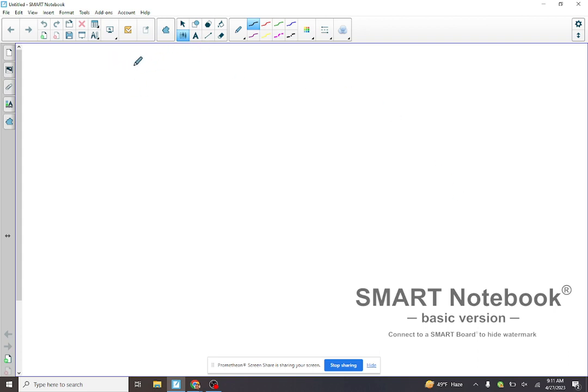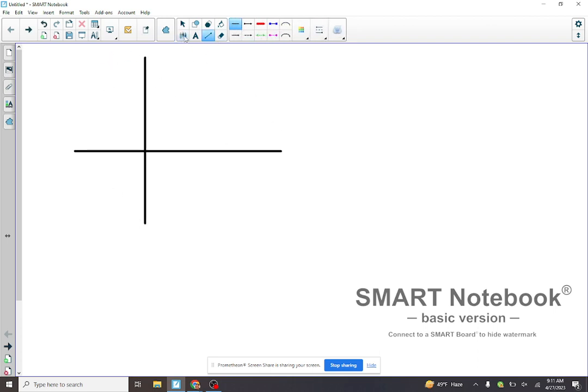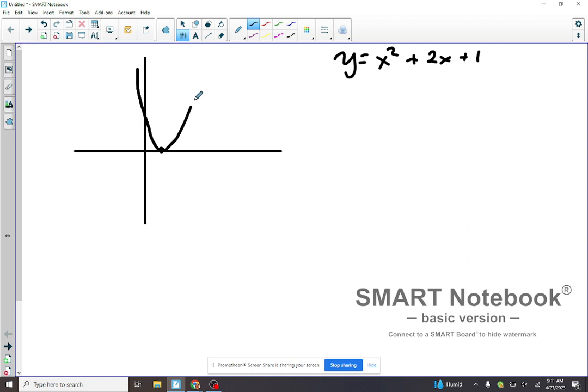In this case, we're going to do our first one, which is a basic area between two curves. So please tell me the area of y equals x squared plus 2x plus 1. So something like this. 0, comma 1. This is 1, comma 0. 2, comma 1.